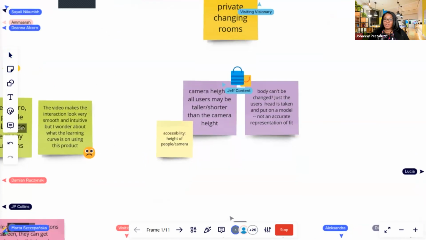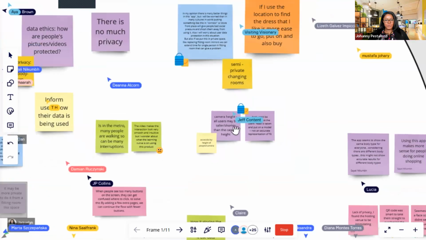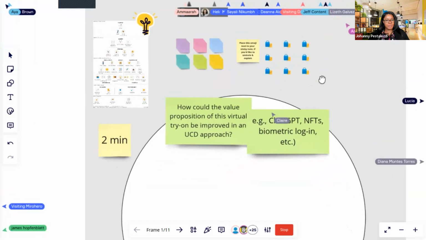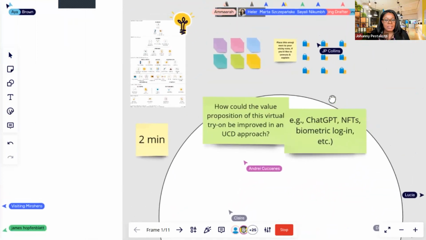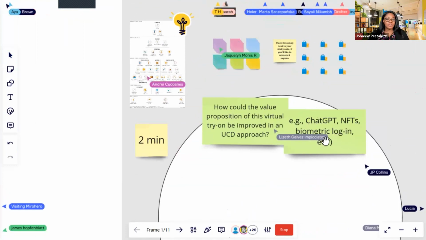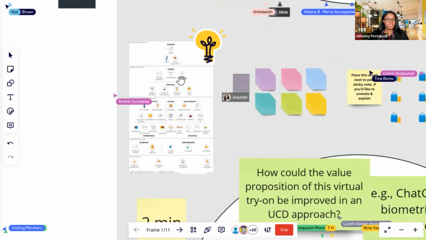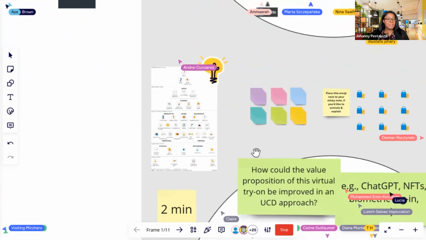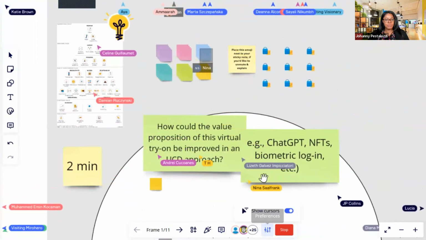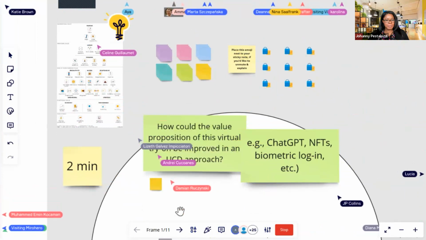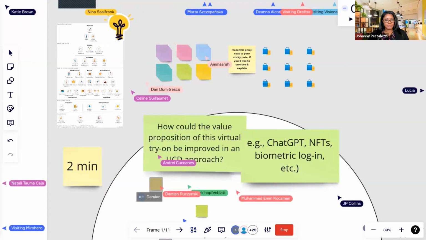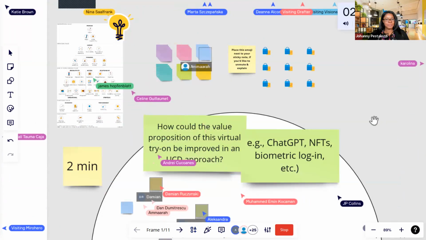Okay, so we will move on quickly to the next question so that we are able to cover all the different types of try-ons that I put together today. And the question is as before: how could the value proposition of this virtual try-on be improved? And please consider again the different suggestions on this side to ideate, to identify how you would improve this try-on. Let's spend 2 minutes on this and then we will briefly discuss it. Okay, so let's go for it.